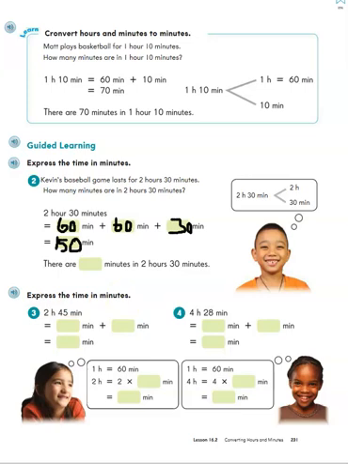All right, let's look at number 3. It says 2 hours, 45 minutes. We need to figure out how many minutes that would be. And our friend's reminding us that 2 hours would be made up of 2 times 60, since there's 60 minutes in an hour. So we know 2 times 60 is 120. So now we know we just need to add the 120 plus that extra 45.